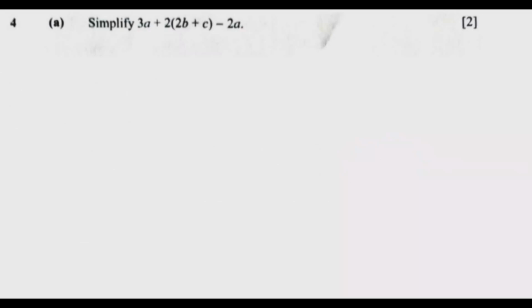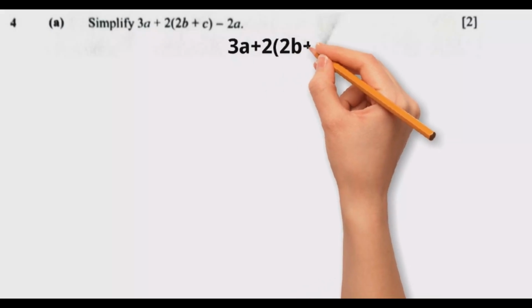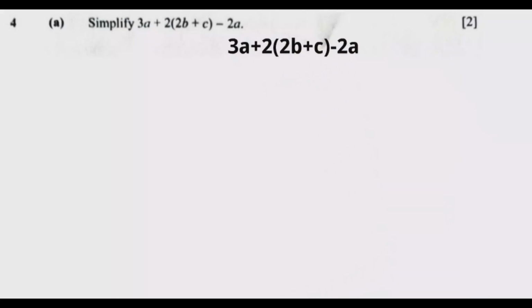Question 4a was as follows. Simplify 3a plus 2 open bracket 2b plus c close bracket minus 2a. Okay, so the first thing I'm going to do is rewrite this expression down here like that. Once I've written the expression, the next thing I'm going to do is expand the expression that is in brackets.